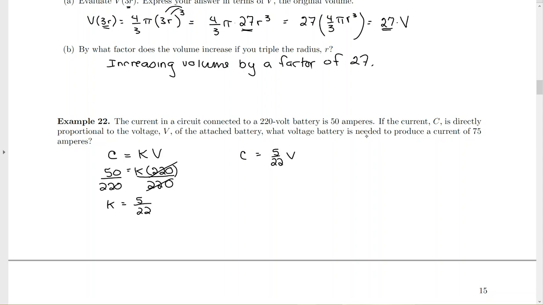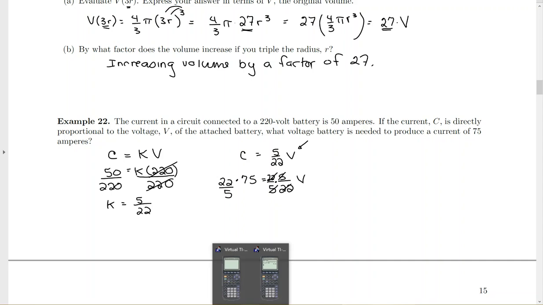And then answer the question here. What voltage, so now we're looking for V, is needed to produce a current of 75 amps? So 75 is the C, equals 5/22 times V. You could divide both sides by the fraction. It's going to get a little clunky taking a number divided by a fraction, but you could do that. You could also just multiply by the reciprocal, 22/5, and that'll cancel it out on this side and do the same thing over here.